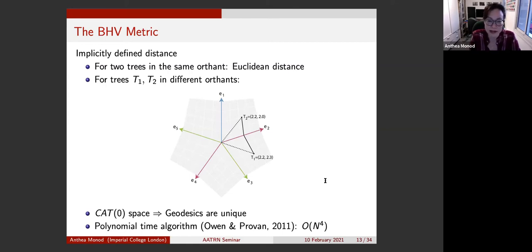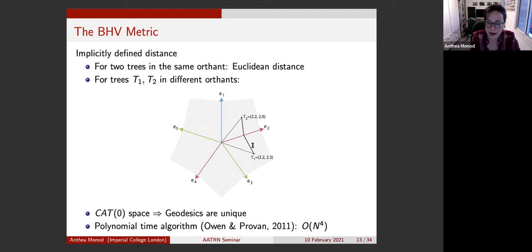So the real problem here is what happens when you have trees living in different orthants, right? So what is a geodesic, the shortest path between two trees that live in different orthants? Well, this is a bit more complicated because it depends on the position of the orthants in relation to one another. If you have two orthants which are next to each other, for example in this picture here, there are two ways that you can get from a tree in this orthant to a tree in this orthant. One way is you can go through the origin. You can just shrink all the internal edges to zero, and then expand them again to get to this orthant. Or you can go through the common boundary.